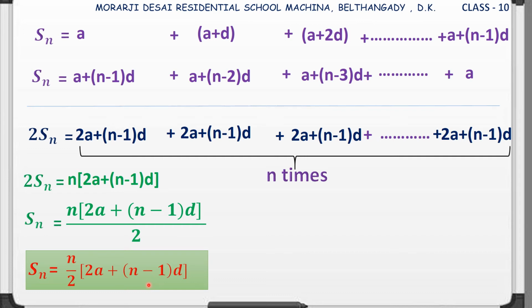This is the formula to find the sum of n terms of an AP. Sn is equal to n by 2 into (2a plus (n minus 1) into d), where n is the number of terms, a is the first term, d is the common difference. Remember this formula to solve the problems related to the sum of n terms.